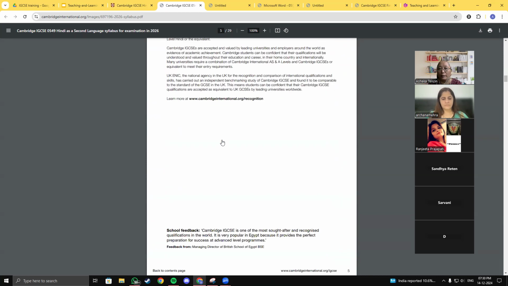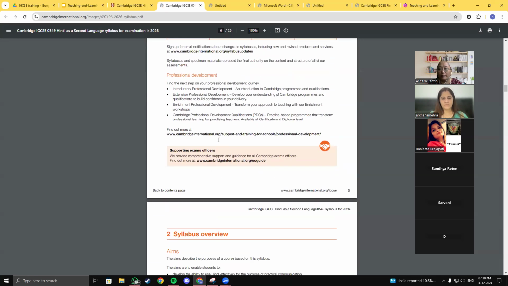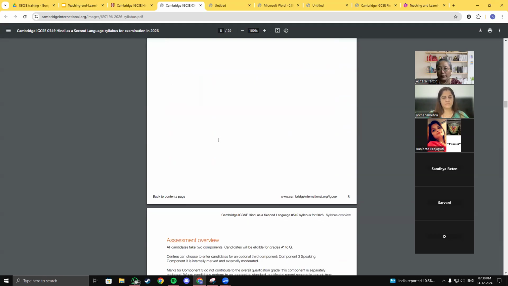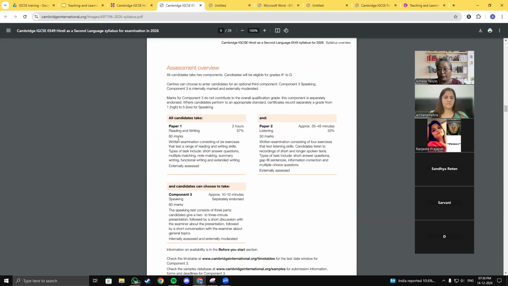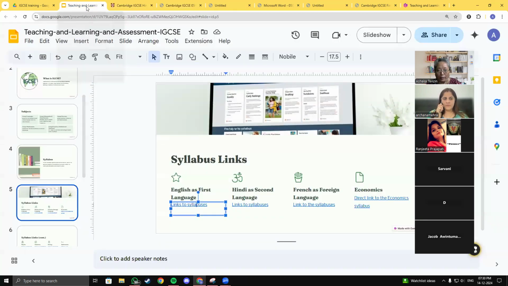So again, over here, if you go to the Hindi paper, the syllabus overview is there. Paper 1 is reading and writing. Paper 2 is listening. Now paper 3 is again optional. Candidates can choose to take speaking. And this they have started recently because we also have speaking in the MYP exams. So this is a choice that they can make. Earlier they had only reading, writing and listening. So this is about Hindi.